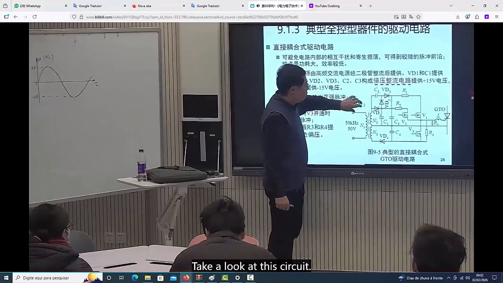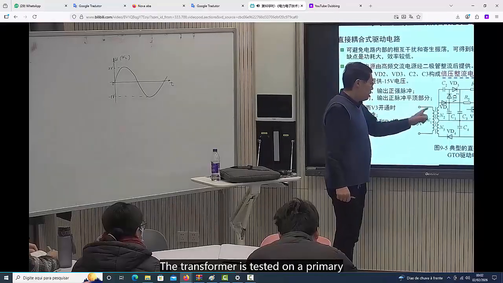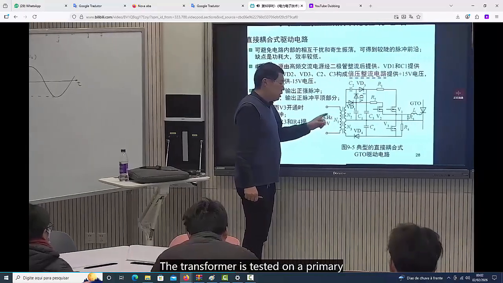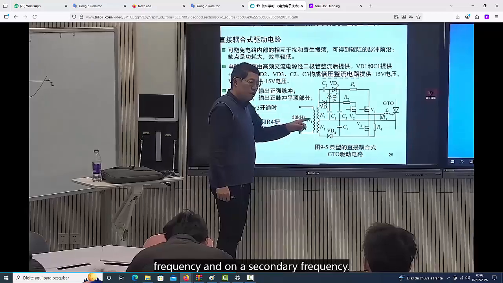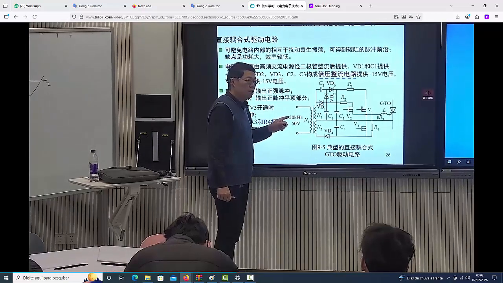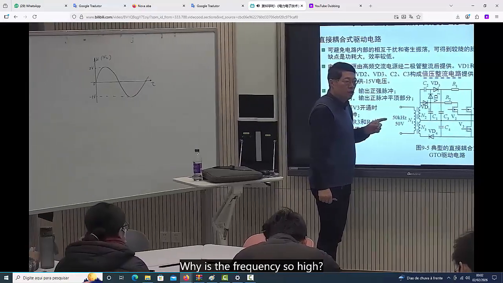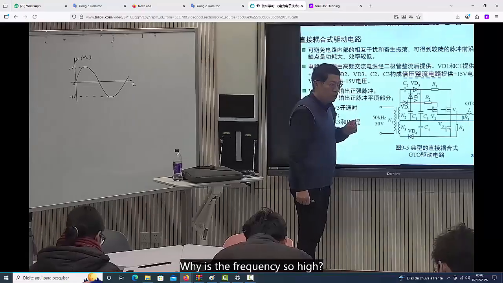Take a look at this circuit. This circuit has a transformer. The transformer has a primary frequency and a secondary frequency. The primary frequency is marked as 50 kHz. It's either a typo or 50K words. Why is the frequency so high?